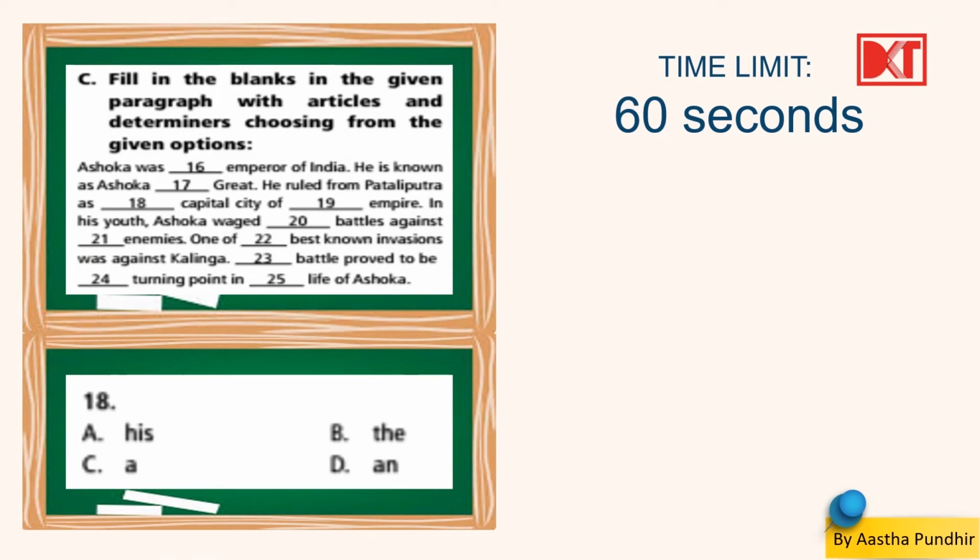Here we have 18th. He ruled from Pataliputra dash capital city. Okay, his, the, and. Now there will be only one capital city, right? So as the capital city, definite article.